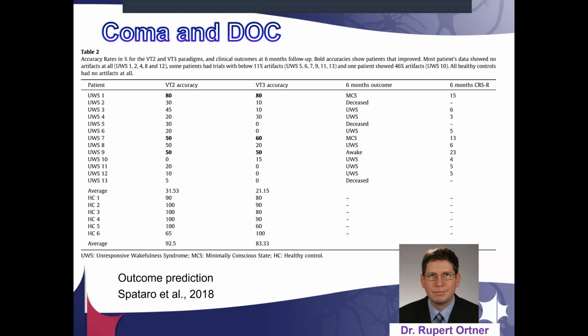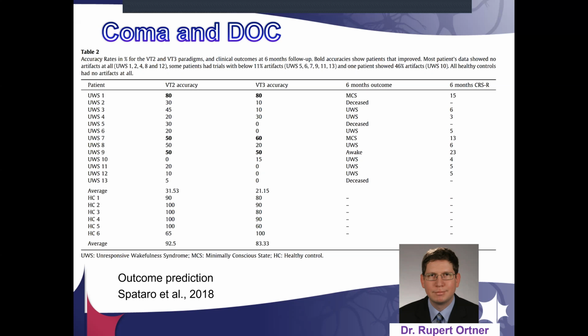What you'll see in the next two columns is the outcome after 6 months in terms of the clinical outcome and where the patient was about 6 months later with the CRS-R score. Notice that the three patients who scored very well in terms of VT2 and VT3 accuracy all showed substantial improvement later on.